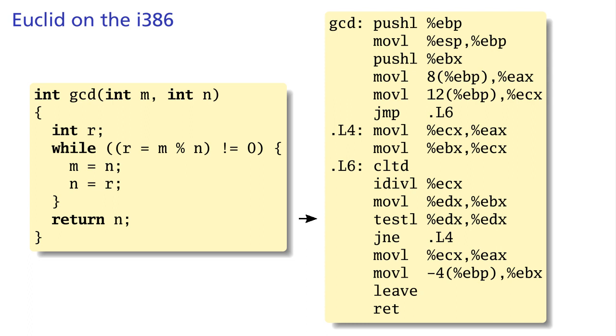The testl instruction checks whether the remainder was non-zero, and the JNE sends control to L4 if it was. At L4, the former divisor n is moved to m, and the remainder is moved to n before the loop starts again. The last four instructions put the divisor n, which was in ECX, into EAX as the caller expects, restore the old value of EBX from the stack, use leave to reverse the effect of saving the base pointer on the stack, and finally send control back to the caller with ret, which pops the return address from the stack and jumps to it.